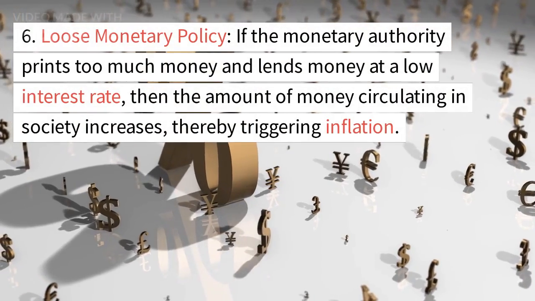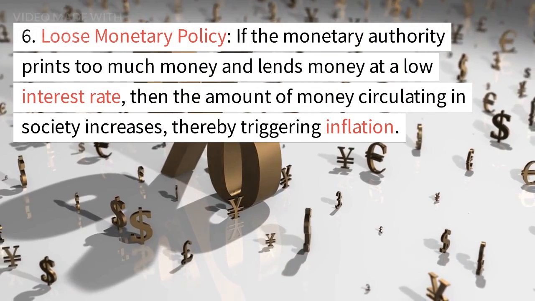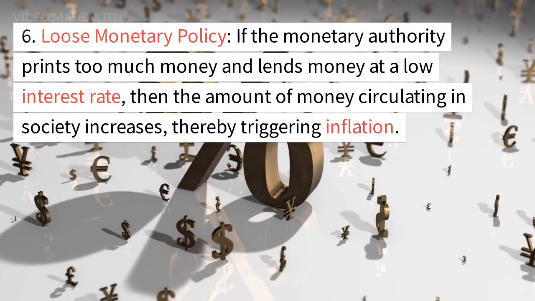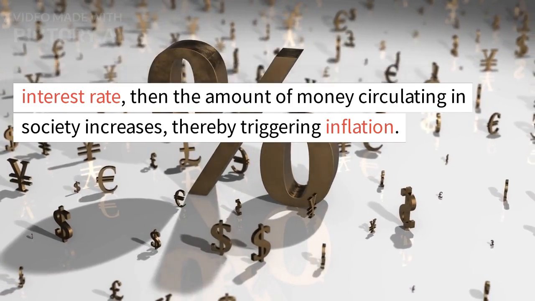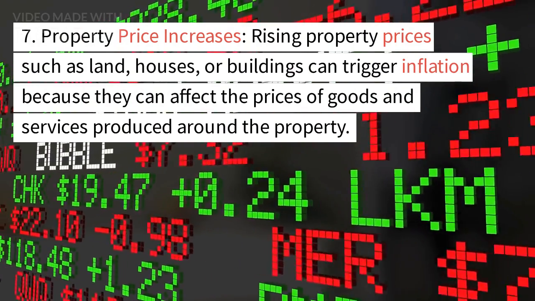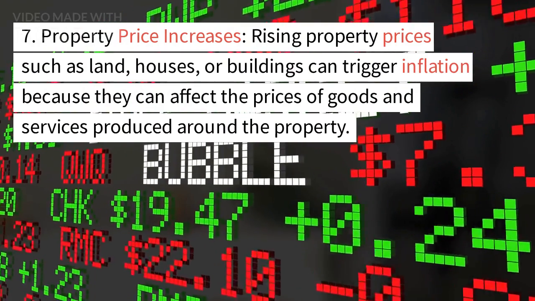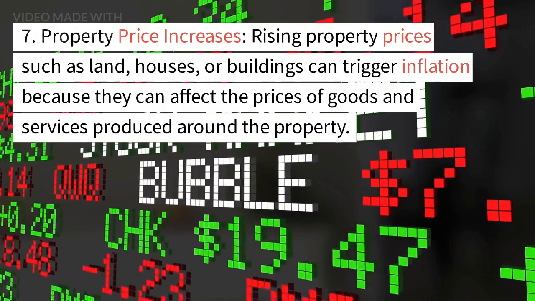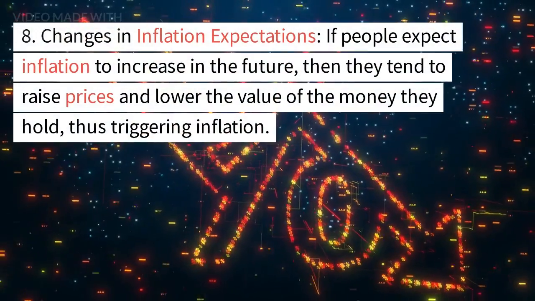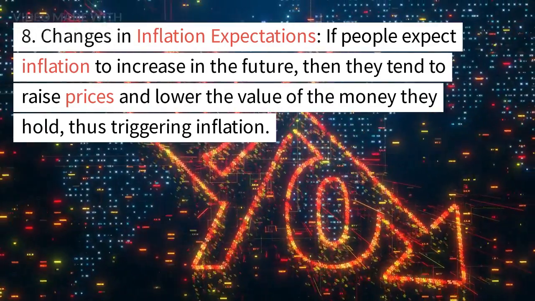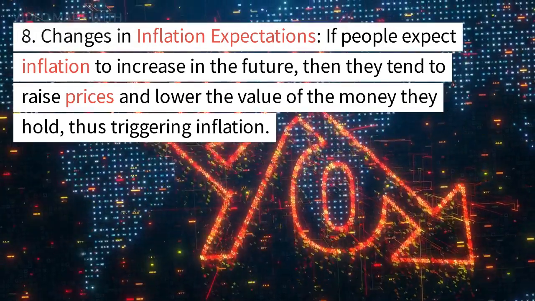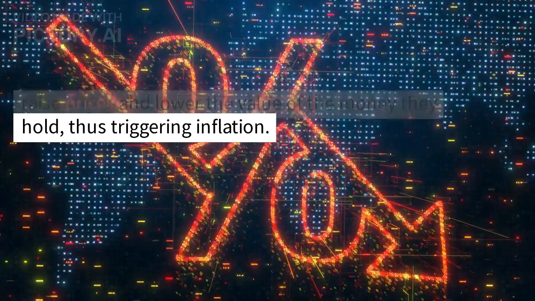6. Loose monetary policy. If the monetary authority prints too much money and lends money at a low interest rate, then the amount of money circulating in society increases, thereby triggering inflation. 7. Property price increases. Rising property prices such as land, houses, or buildings can trigger inflation because they can affect the prices of goods and services produced around the property. 8. Changes in inflation expectations. If people expect inflation to increase in the future, then they tend to raise prices and lower the value of the money they hold, thus triggering inflation.